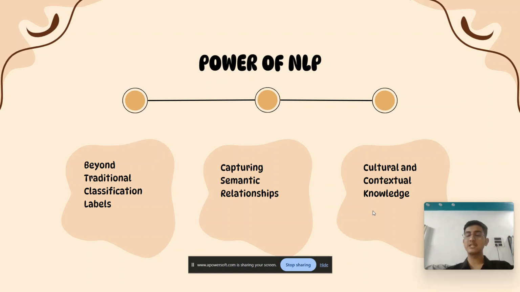Whenever we have traditional classification labels, the problem that we face is that it requires extensive manual labeling, as well as limiting our model to recognize only predefined classes, and the model struggles with fine distinctions or overlapping concepts. Then this natural language supervision also helps us to capture semantic relationships.